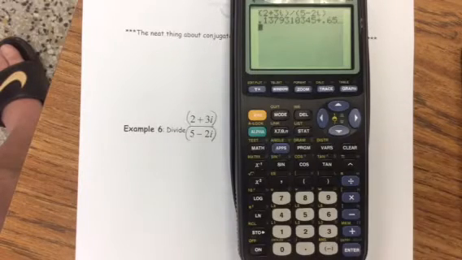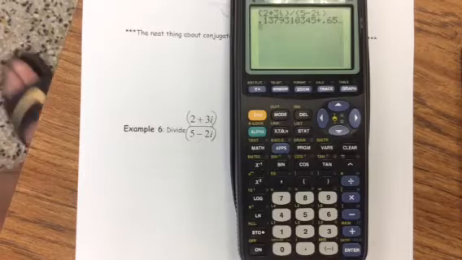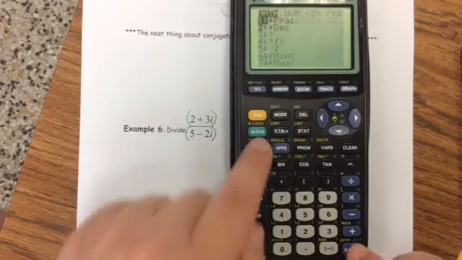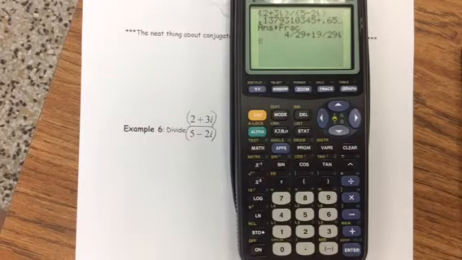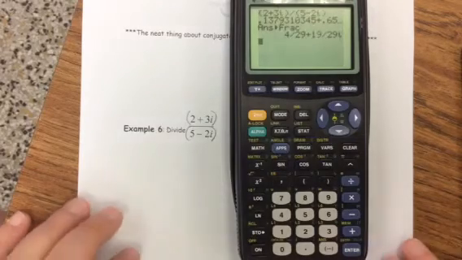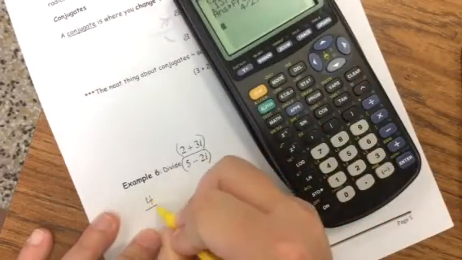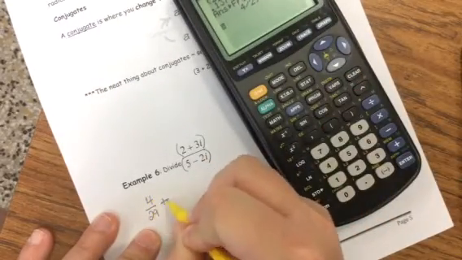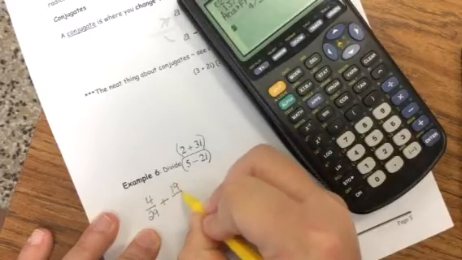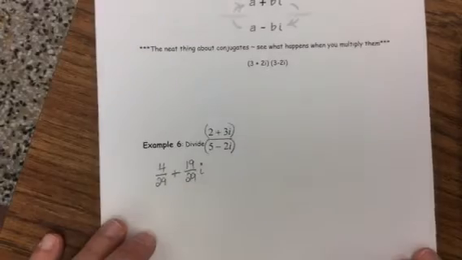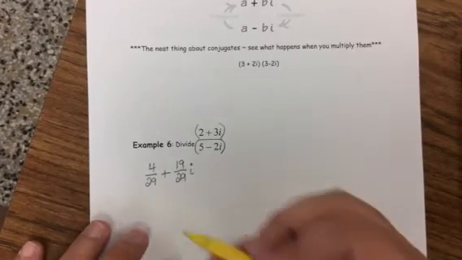So now we get a bunch of decimals and things like that that doesn't look really clean. Well, on your calculator, you can math enter it, and now we have fractions and make our life simple. So my answer for this one would be 4 over 29 plus 19 over 29i. And there we go, I'm done. That's it. That's as far as you can go.